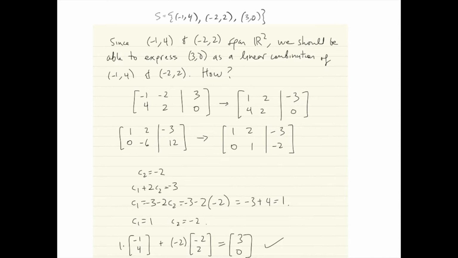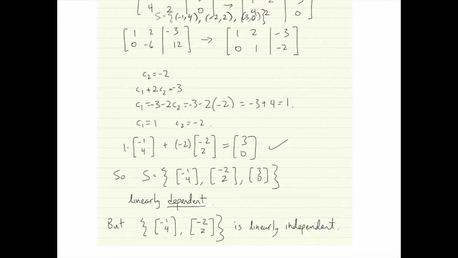So therefore, the linear combination of -1, 4 and the other vector 2, 2 that gives rise to 3, 0 is 1 times the first vector plus -2 times the second vector. And indeed, once you do the arithmetic, you get that this equality holds. And therefore, the answer is that the set here is linearly dependent. We can express one of the vectors, namely 3, 0, as a linear combination of the others. The set consisting of just the first two vectors is linearly independent.